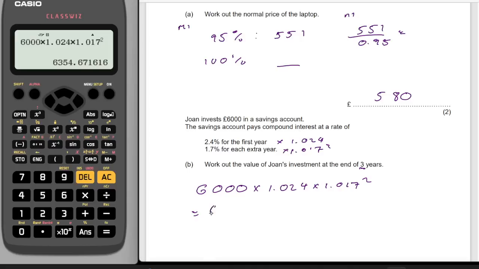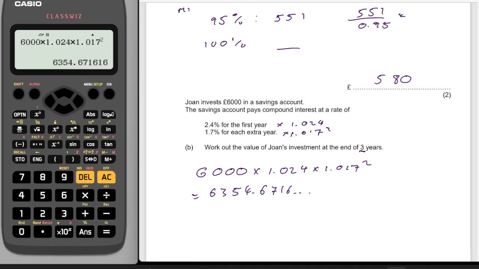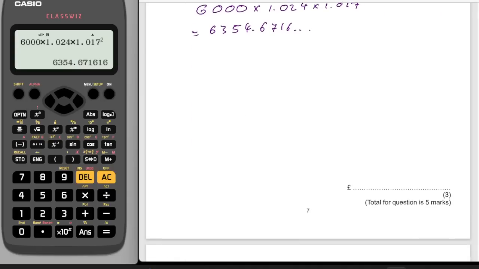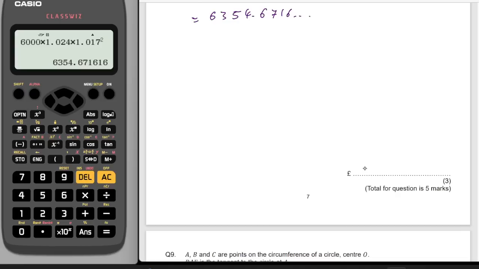So we're looking at 6,354.6716... So when I round that to, does it tell me? Doesn't tell me what to round it to. So I'm going to go pounds and pence. So £6,354 and 67 pence.